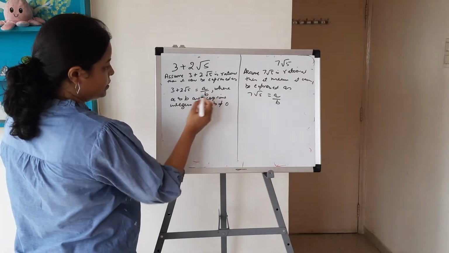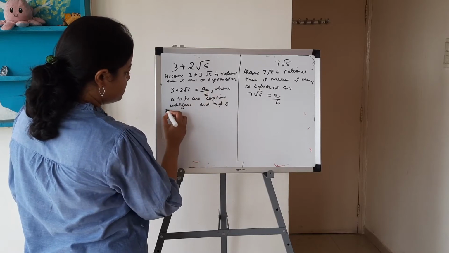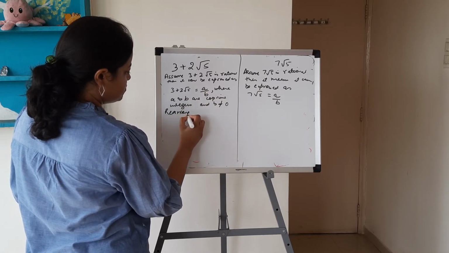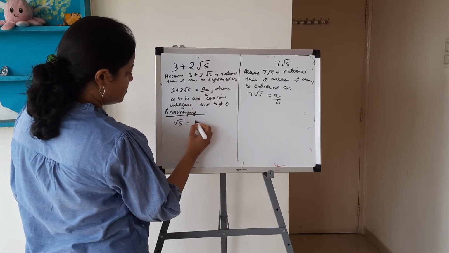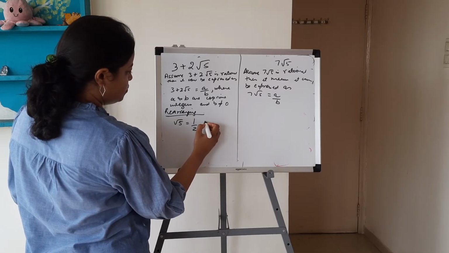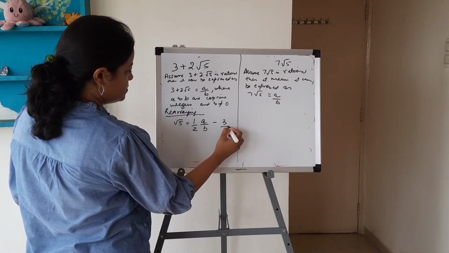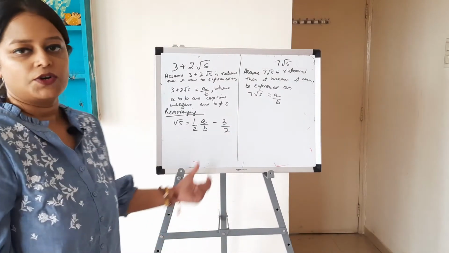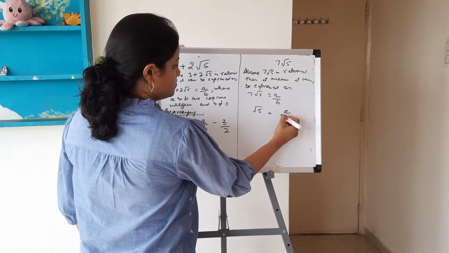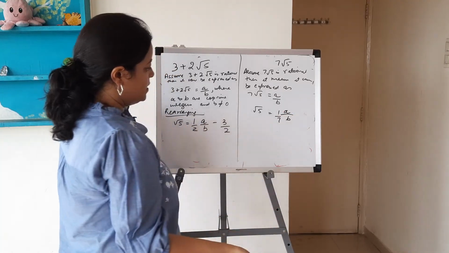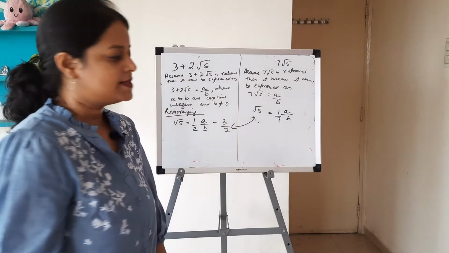Now what we do here is rearrange. How do we rearrange? We try to bring root 5 on one side, right? So it becomes 1 by 2 times a by b minus 3 by 2. This is what it becomes if you rearrange. I am doing both of them together. The answers of both will be literally the same in that fashion.